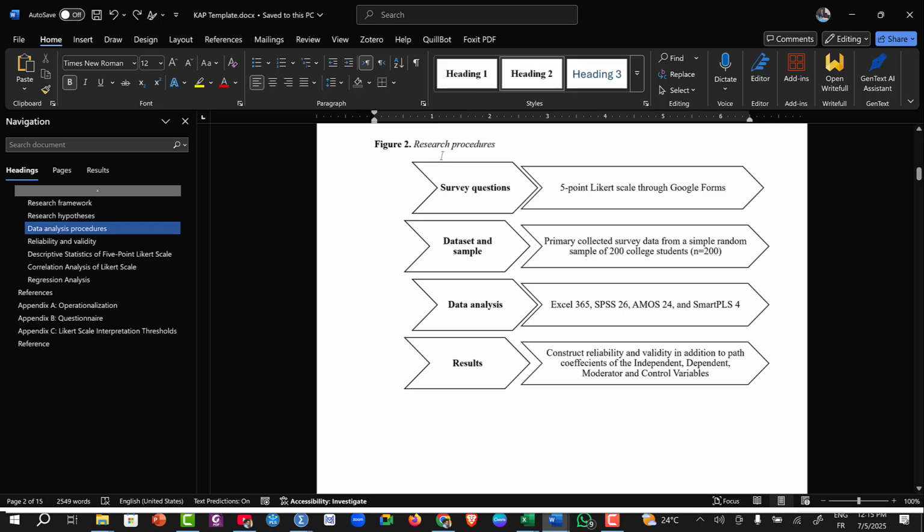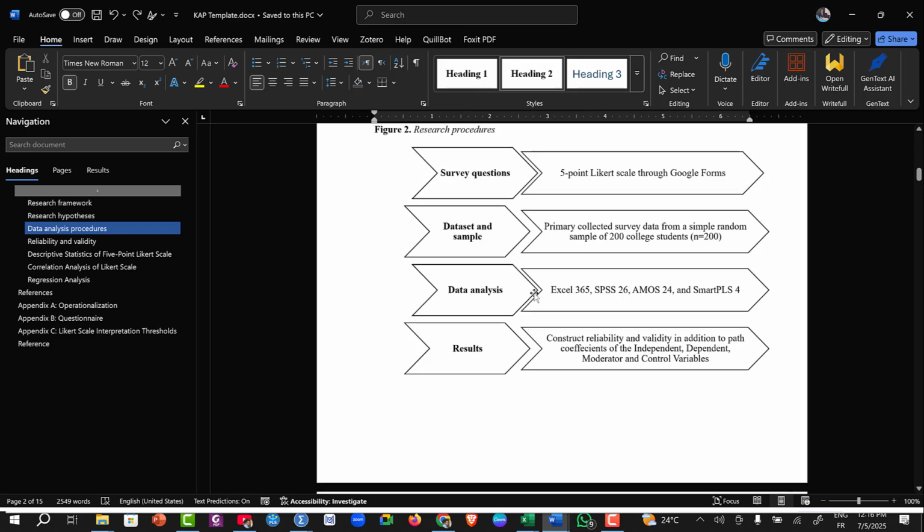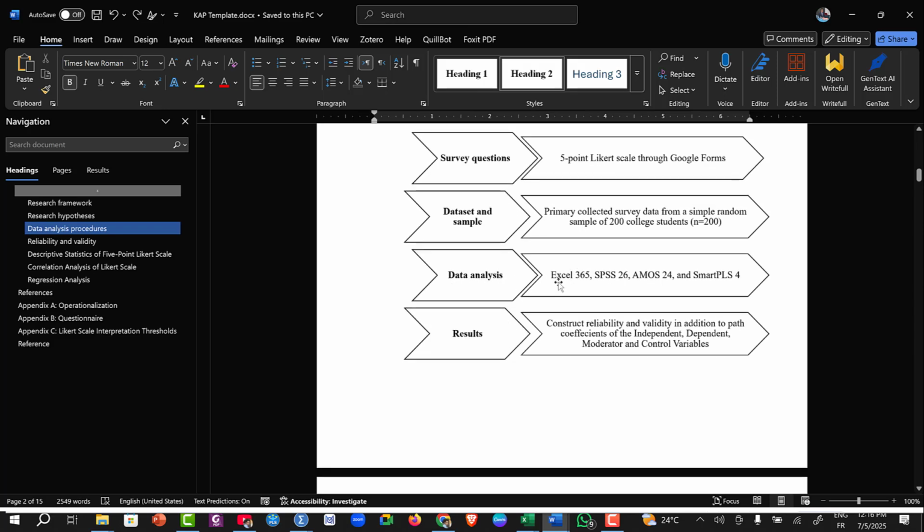So here are the research procedures. We start with a 5-point Likert scale through Google Forms or Qualtrics, depending on the web-based tool that you are using. Then the data sample: here we have mostly convenience sampling of 100 to 200 students or respondents. This is called non-probability convenience or voluntary sampling, where you share the link and respondents just fill out the questionnaire. For the data analysis, we can use tools like Excel 365, SPSS, AMOS, SmartPLS, Jamovi, JASP, R, RStudio, among others.